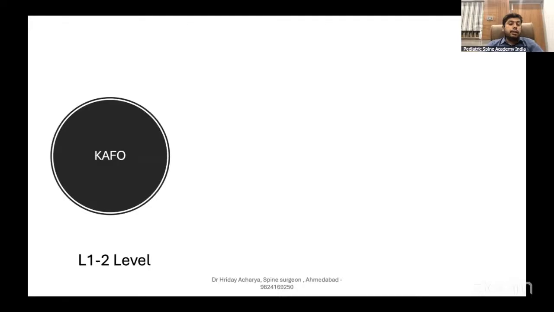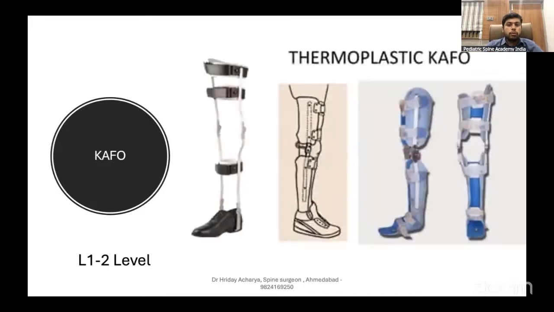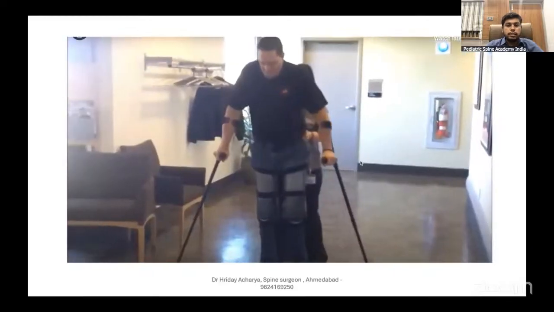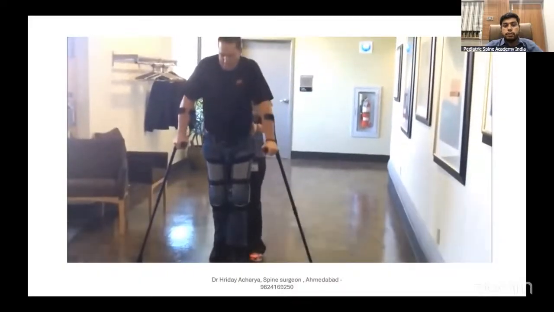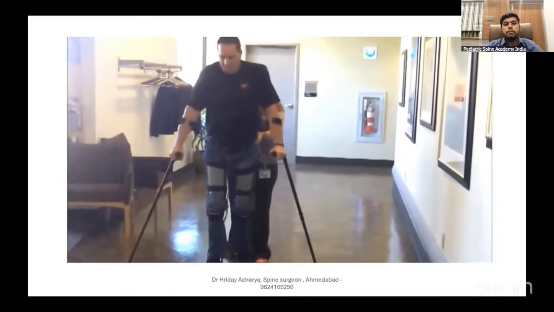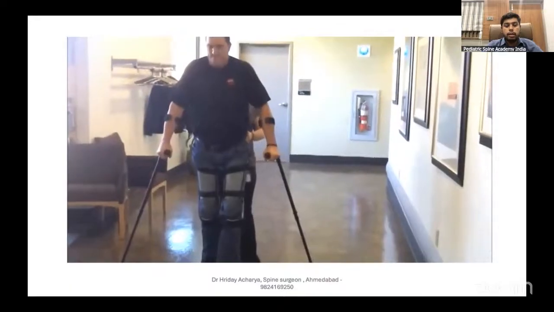Then there is the knee, ankle, foot orthosis for level around L1 and L2, where the hips are functional, but the knee and the quadriceps are not functional. So this is a knee, ankle, foot orthosis, and there has been development like a thermoplastic that helps in making a KFO. You can see this person is able to move his hips, and he's putting a thrust with his hips so he can walk with a knee, ankle, foot orthosis.